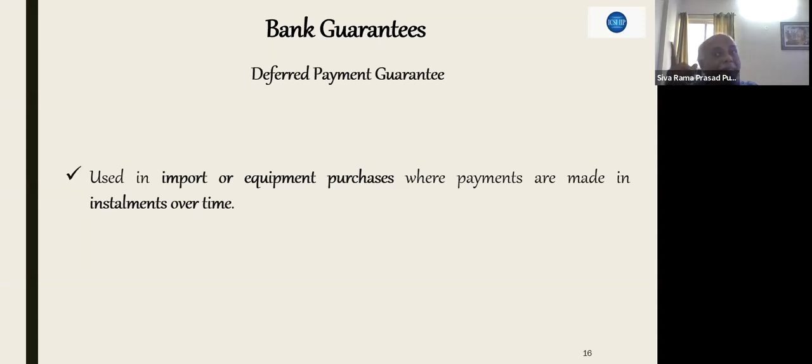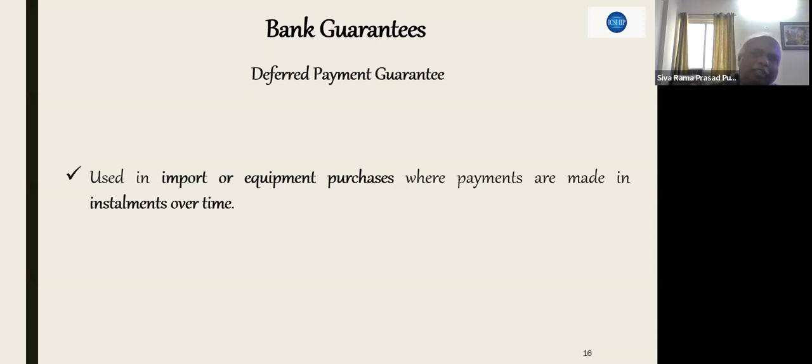Then the supplier of the machine will ask, please bring the bank guarantee. As and when an installment is due, if the buyer has paid, there is no obligation on the part of the bank. Otherwise, the bank has to pay that installment. This is the total tenure of the loan. If the total EMIs are spread over 15 years, a 15 year guarantee is required. That's why DPG, deferred payment guarantees.